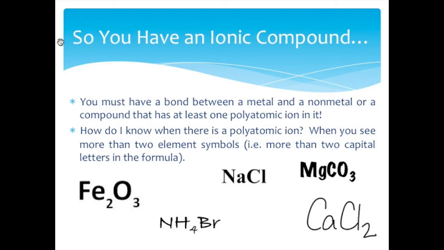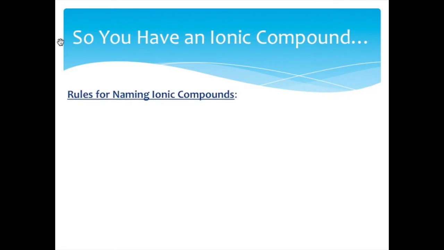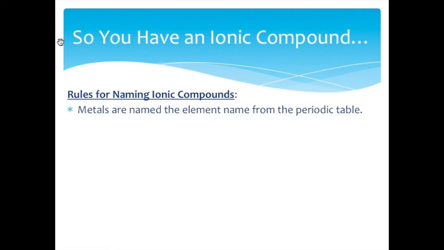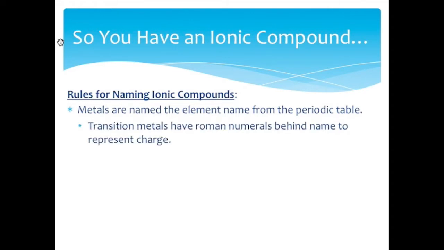So the rules for naming ionic compounds are as follows. Metals are named their element name from the periodic table. You can write the word straight from the box in the periodic table. You have to remember, though, that transition metals get a Roman numeral put behind the name in parentheses so that you can tell others what the charge of that metal is in that specific compound. Nonmetals have their element name just as with a metal, however, it has the IDE ending tacked on. So most of the examples that you'll do between a metal and a nonmetal will end in IDE.